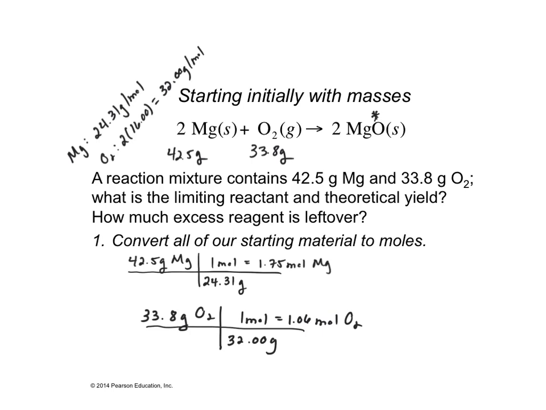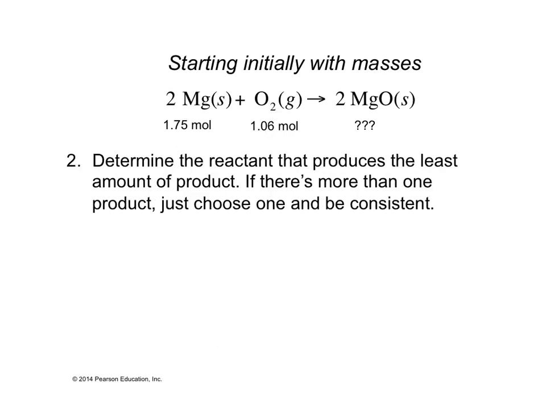Use the stoichiometry to figure out how much product each of these two starting materials, in theory, could produce. So we've got our two starting materials. They're now in moles. And we will start with magnesium. For magnesium, we have 1.75 moles of magnesium.